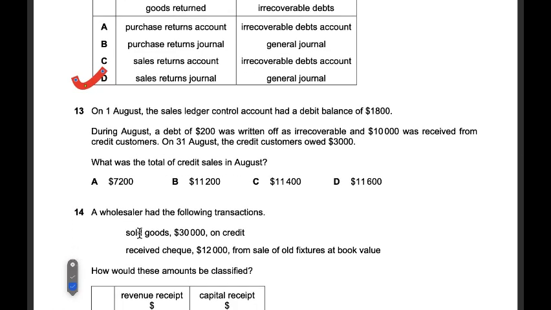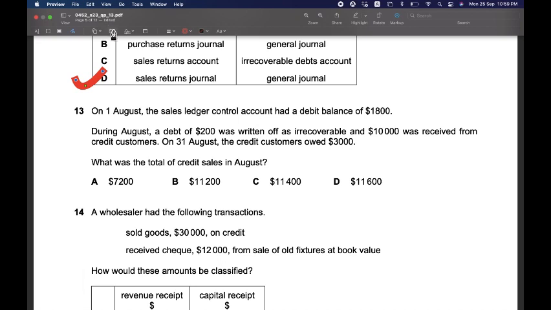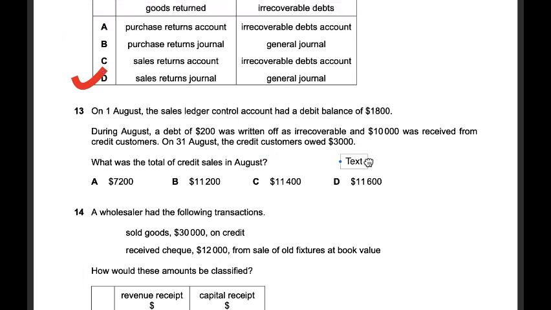On 1 August, the sales ledger control account had a debit balance of $1,800. During August, a debt of $200 was written off as irrecoverable, $10,000 was received, and the closing balance was $3,000 owed by credit customers. Alright. So since we had a debit balance of 1800, that means 1800 was yet to be paid to us.